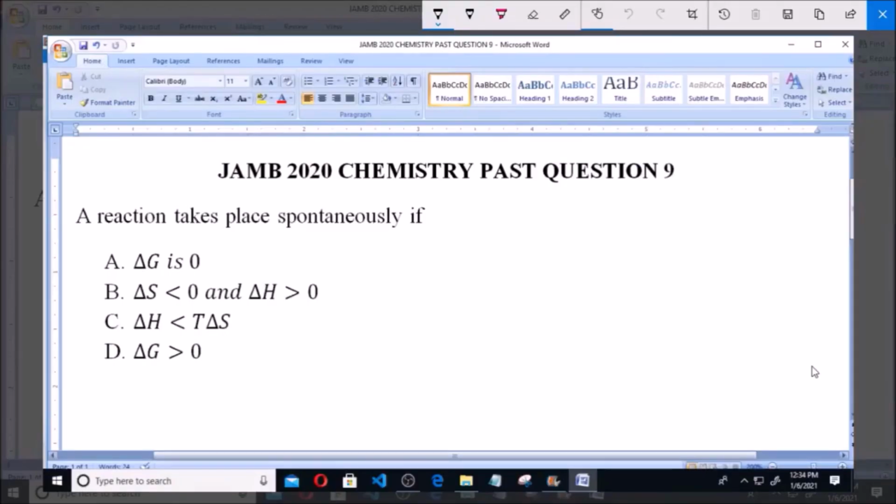I'll be answering Jamb 2020 Chemistry Past Question 9. A reaction takes place spontaneously if A. Delta G, which is free energy, is 0, B. Delta S, which is the randomness, is less than 0, and delta H, which is the enthalpy change, is greater than 0, C. If delta H is less than T delta S, that is the temperature multiplied by the entropy, and D. If delta G is greater than 0, that is the free Gibbs energy is greater than 0.